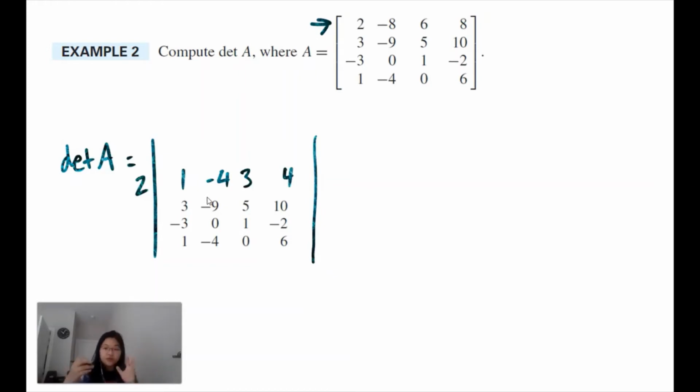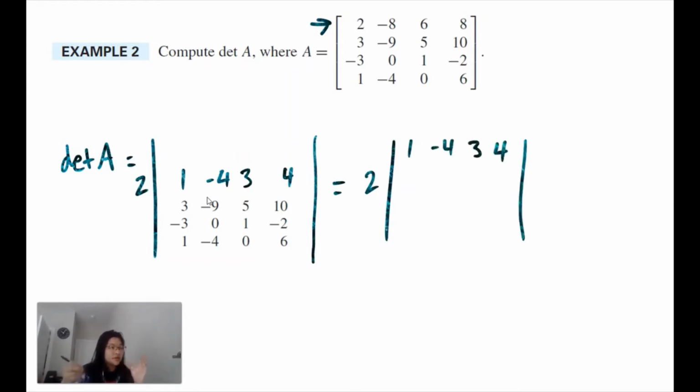And so now we can go through and do our multiple of row 1 and add it to another row. That doesn't change our determinant. So what do we end up with? We end up with 2 times 1, like that. And then let's go through and zero out everything else.